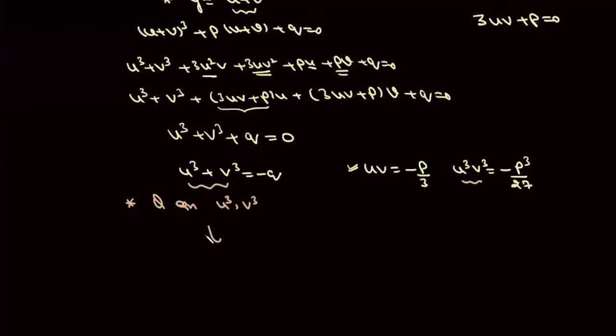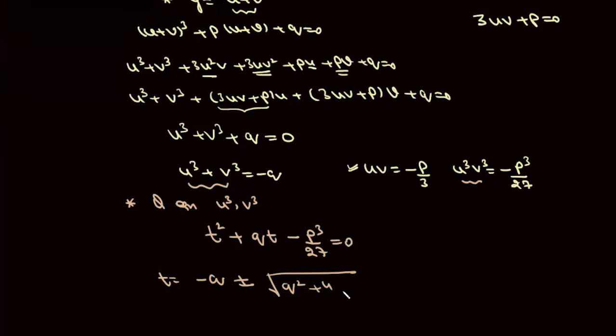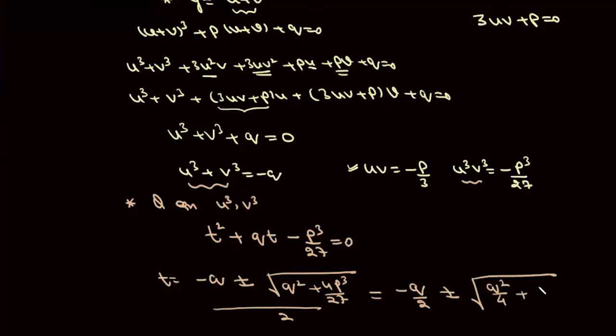We can write a quadratic equation as t square minus sum t, so there'll be plus qt and then plus product, and it'll be minus p cube by 27 equals 0. Now we can write the solution to this quadratic. So this t will be minus q plus minus under root of q square plus 4p cube by 27 by 2, or we can write this as minus q by 2 plus minus under root of q square by 4 plus p cube by 27.